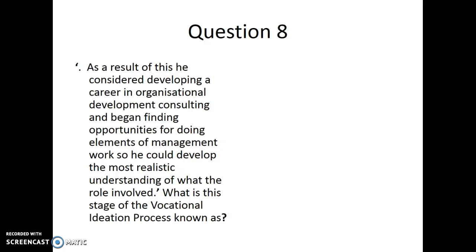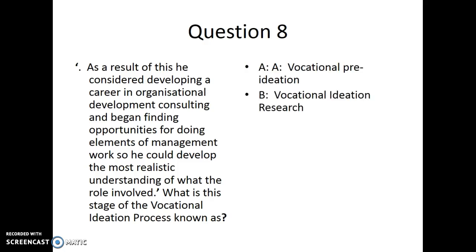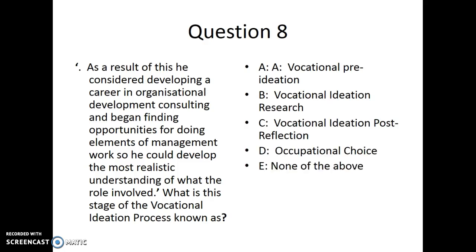Question 8. As a result of this, he considered developing a career in organizational development consulting and began finding opportunities for doing elements of the management work so he could develop the most realistic understanding of what this role involved. What's this stage of the vocational ideation process known as? Is it known as A, vocational pre-ideation, B, vocational ideation research, C, vocational ideation post-reflection, D, occupational choice, or E, none of the above?